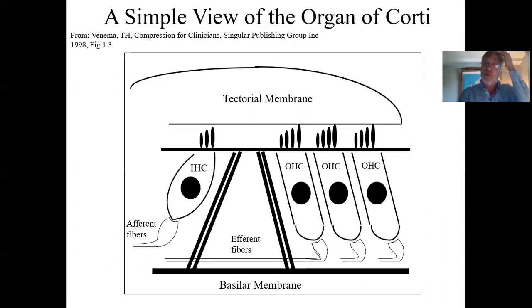This is a simple view of the organ of Corti, one that I just drew. Inner hair cells, outer hair cells, afferent fibers, efferent fibers, tectorial membrane. And note that the tectorial membrane does not touch the hairs of the inner hair cells. These hairs, however, are indeed embedded underneath. Okay, they are stuck in here. You'd have to tear this membrane off.